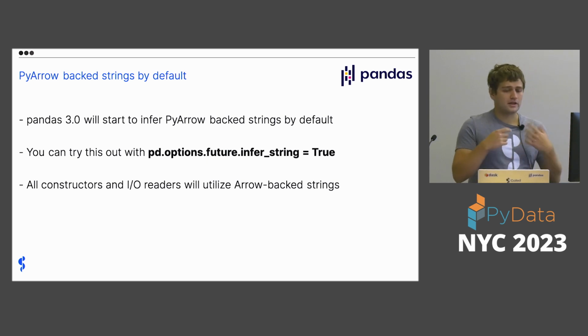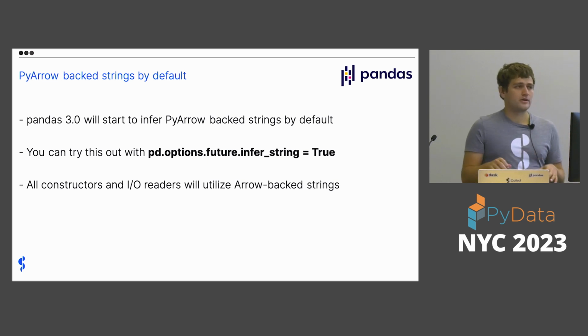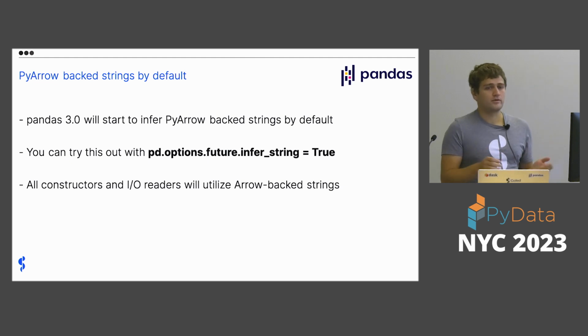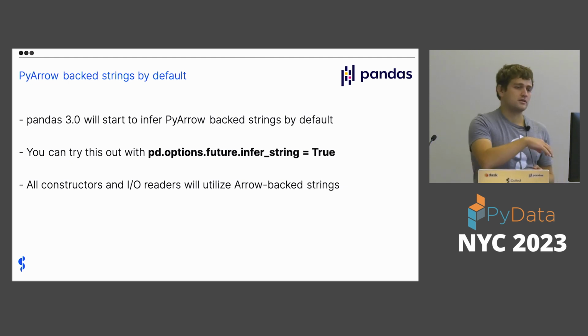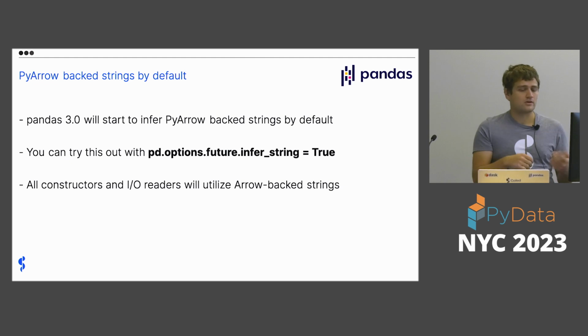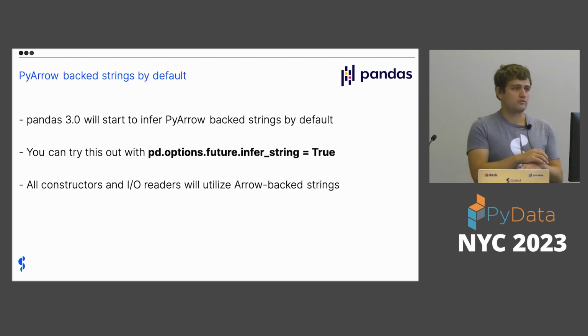Another advantage over casting yourself is that all I/O readers will automatically use this d-type. So if you, for example, read from Parquet files, right now you would go to object, and then you would have to cast back to arrow strings, which is slow and memory inefficient. And if you set this option, all of this will happen by default. There won't be an object string layer anymore.